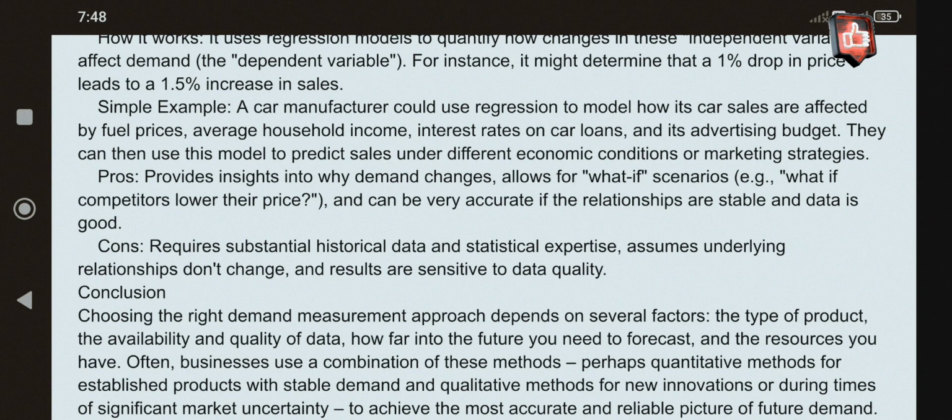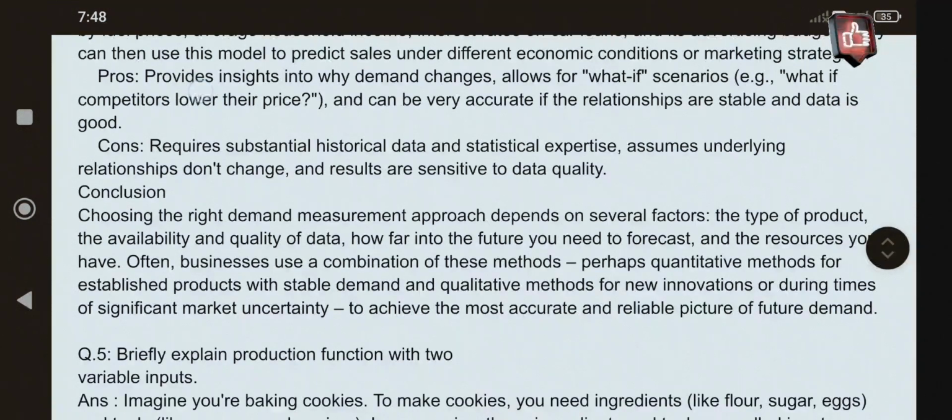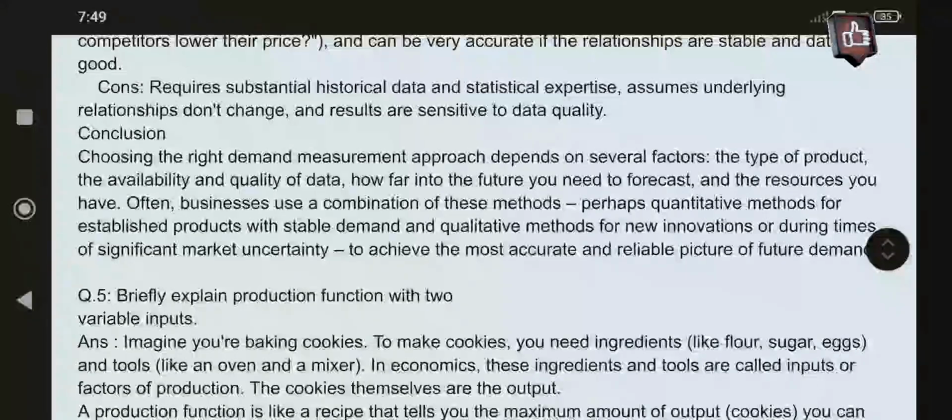Pros: provides insights into why demand changes, allows for what-if scenarios, e.g., what if competitors lower their price, and can be very accurate if the relationships are stable and data is good. Cons: requires substantial historical data and statistical expertise, assumes underlying relationships don't change, and results are sensitive to data quality.